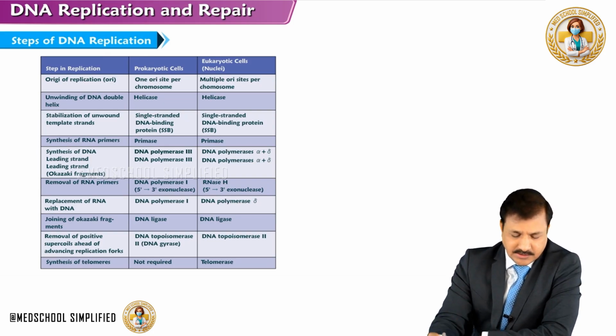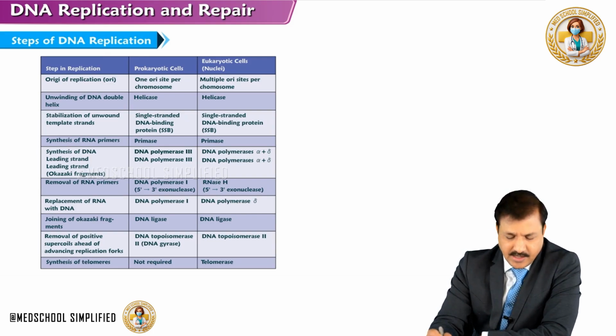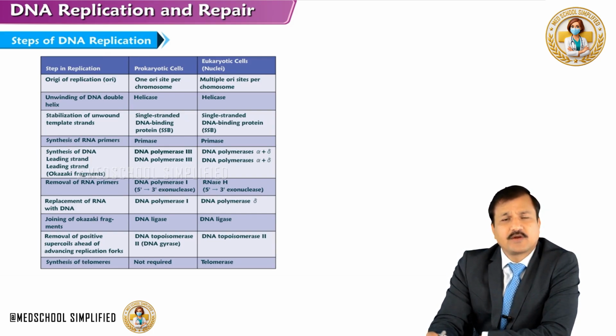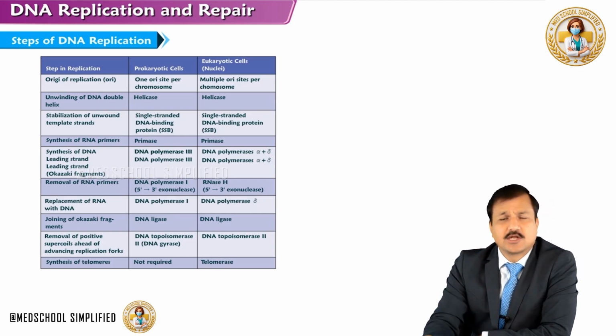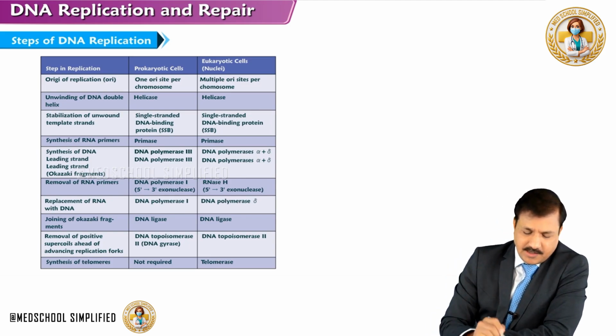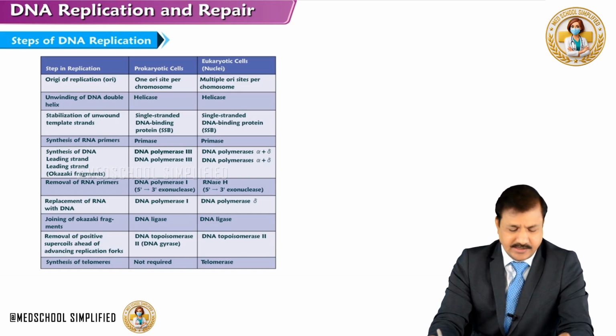And removal of the positive supercoiled side of the advancing replication fork is done by topoisomerase 2, referred to as DNA gyrase, in prokaryotic cells, whereas in eukaryotic cells it is also done by topoisomerase 2. Synthesis of telomeres is not required in prokaryotic cells, whereas it is done by telomerase in the eukaryotic cell.